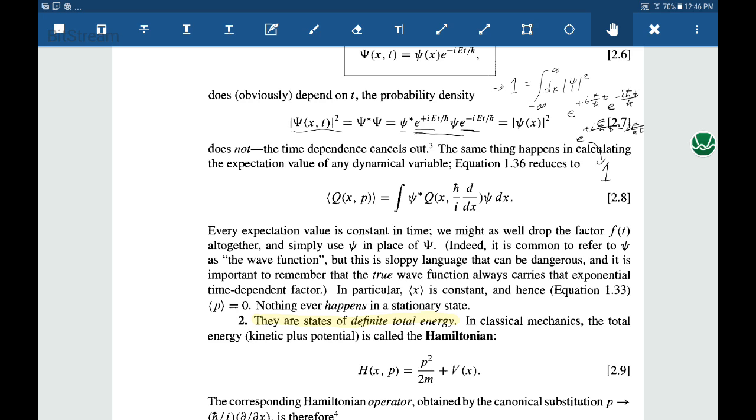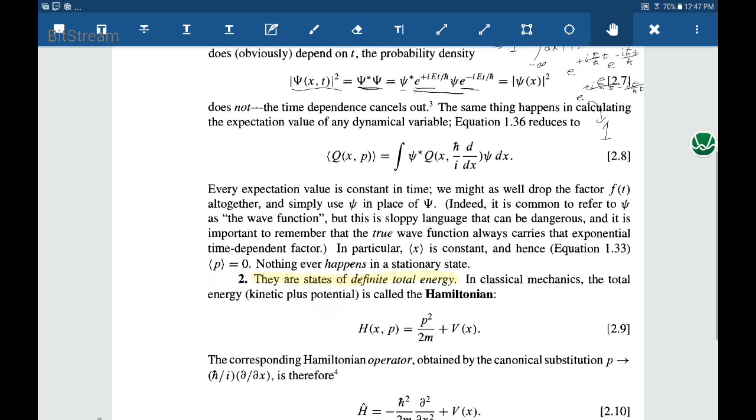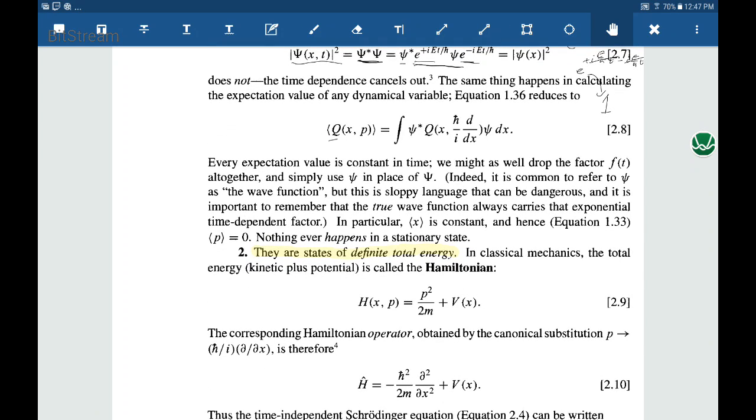I also did a video way back in chapter 1 where we showed that for any solution, the complex conjugate times the wave function itself is not going to depend on the time. So our probability density is independent of time. Also, our expectation values are independent of time. So if we want to find the expectation value of the position, it's going to correspond to, say, a stationary state.